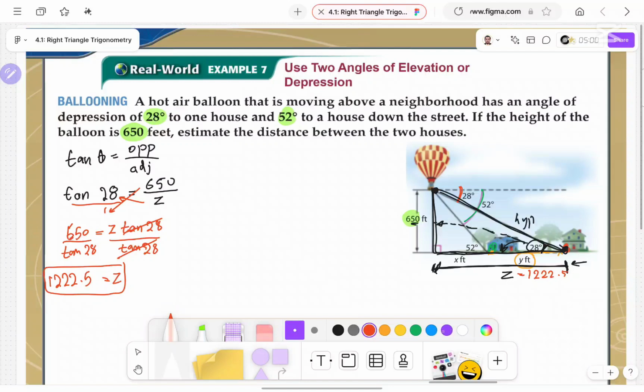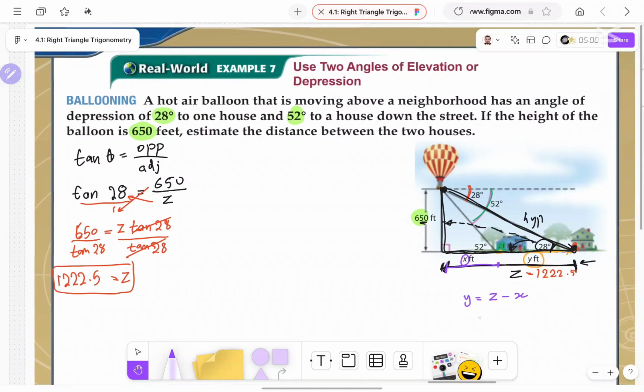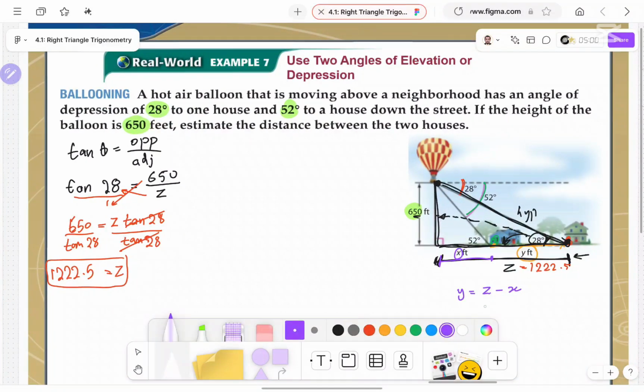Now if I find x here, and I subtract it from 1222.5, can I get y? Yes. So the rule for y is equal to z minus x. We know that z we already found, let me write it here: 1222.5 minus. I need now to find x.